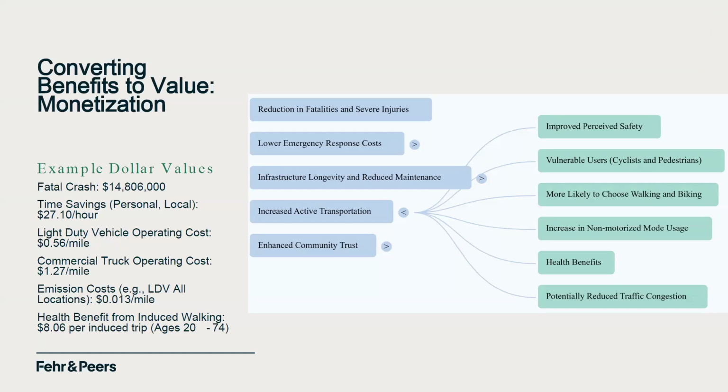Also just the time savings, right? If you're driving for personal or if you're driving for work, there's different values. If you're doing a light duty vehicle or a commercial vehicle, the operating costs are different. So they take that into account. Kind of showed a good example of the emissions cost, right? Different types of vehicles traveling different speeds have different emissions and then related costs. And then also the health costs, right?